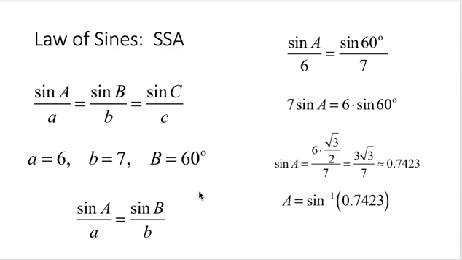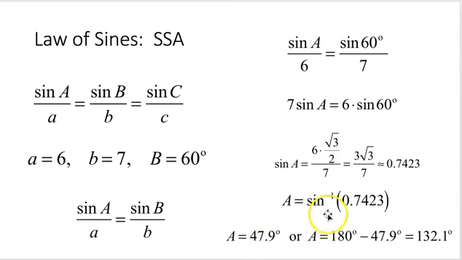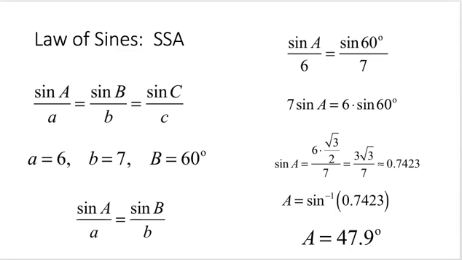I don't believe it's ambiguous in this case, because the inverse sine of 0.7423 is 47.9 degrees. The quadrant 2 version of that is 180 minus 47.9, so another possibility is 132.1. But we have to throw it away. Here's 132.1, here's 60. If you add those together, it's 192.1. We know the total of the three angles in a triangle must add up to 180, so 132.1 is not an acceptable solution. The only value for A that we have is 47.9.